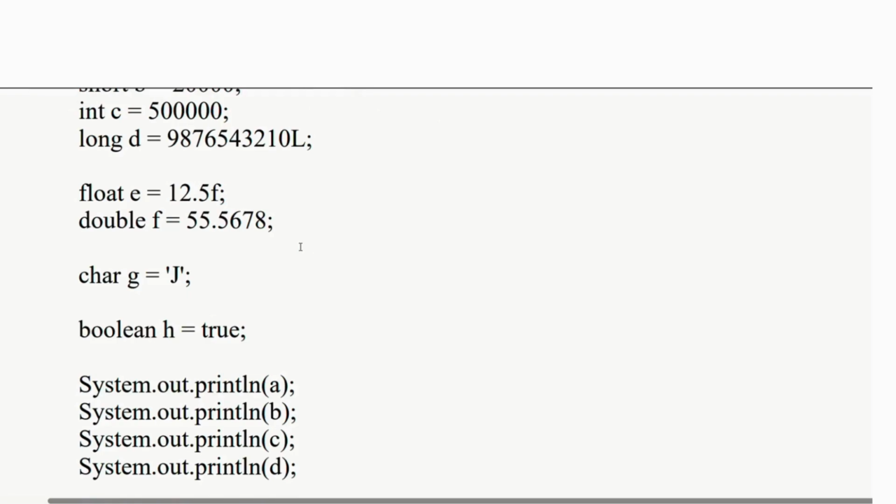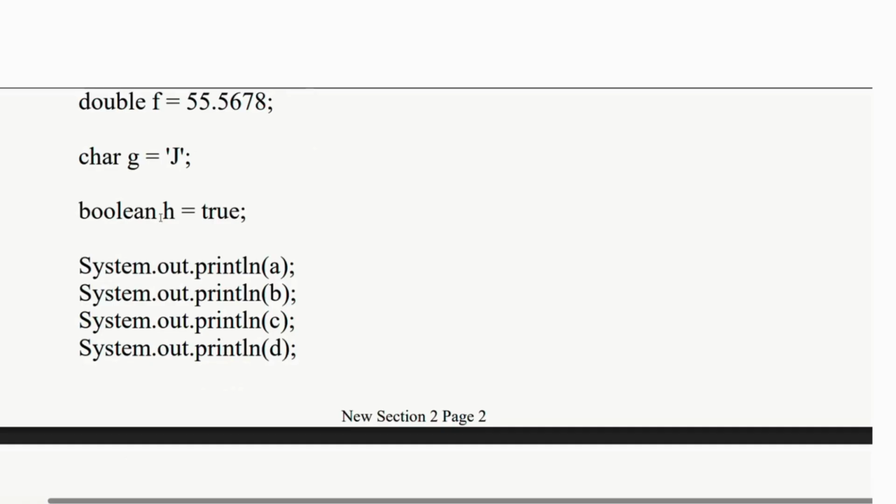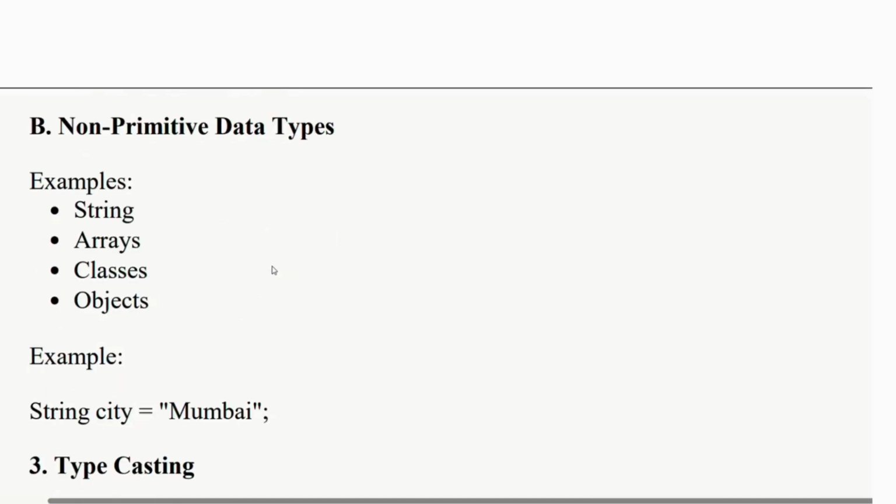Boolean has two values, true or false. The default one is false. Boolean is a data type name, h is a variable name, and true is a value. Then I'm printing it, so it will print the values which we have passed.